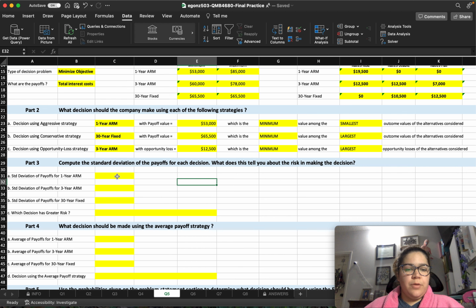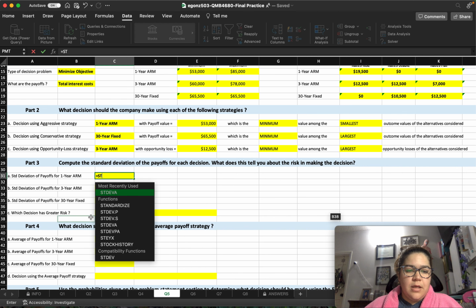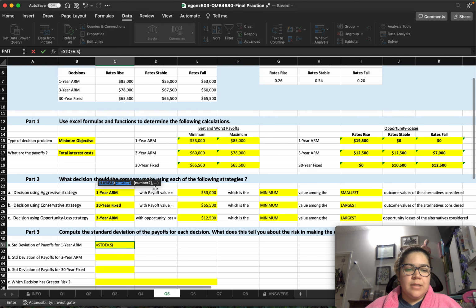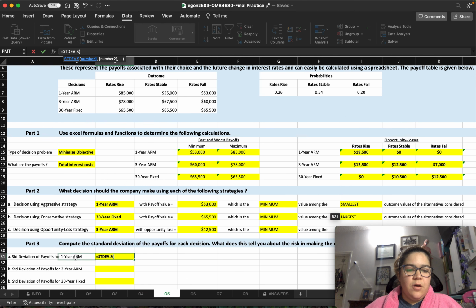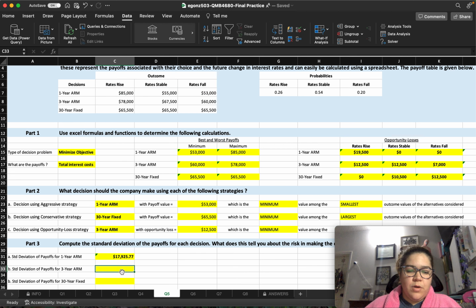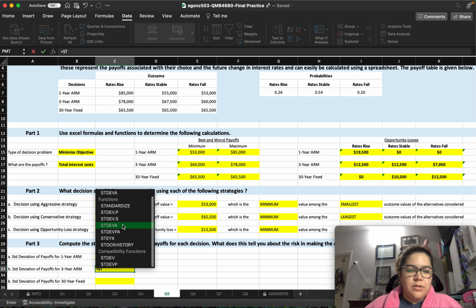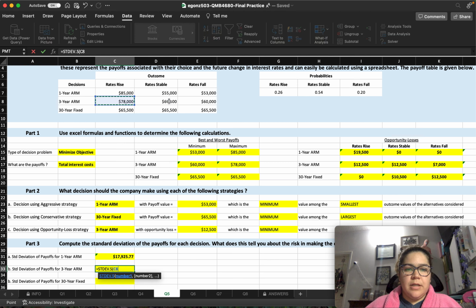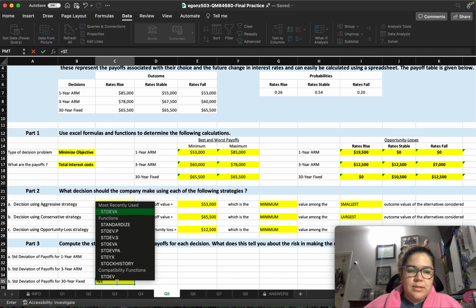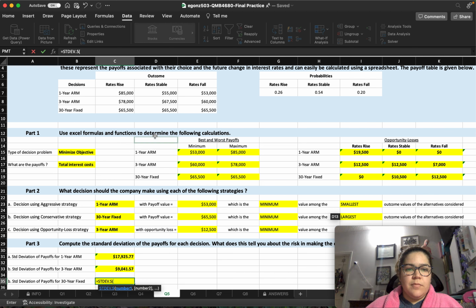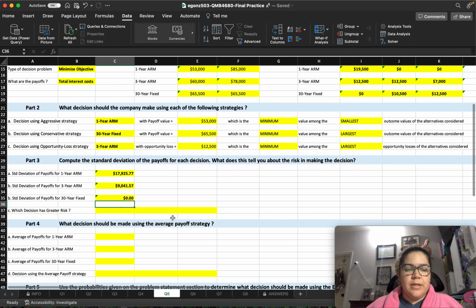So for part 3, they're asking us for the standard deviation, and we're also looking at the sample standard deviation of the 1 year ARM. So I'm gonna select it across, right? Because we're talking about all the 1 year. So here, same thing, and I'm gonna select it across, and then standard deviation, and then I'm gonna go ahead and select it across.